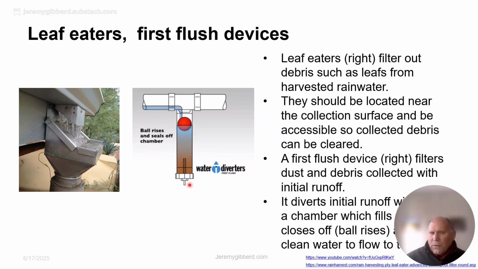Another system is called a first flush device. This is more effective for things like dust. The way this works is that it fills up a predefined amount of water, so all the dust and dirty water gets directed here, and then by the time it's clean, it goes into the main rainwater tank, and you can get rid of that water later.